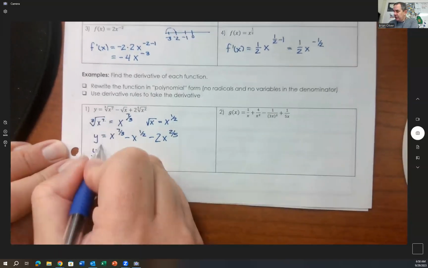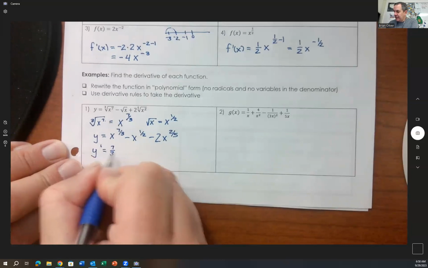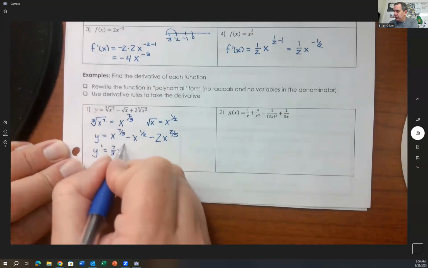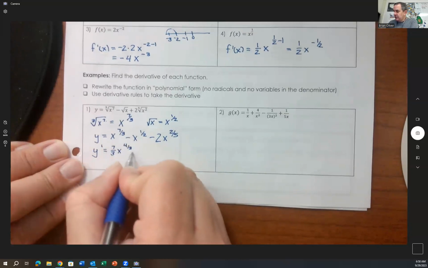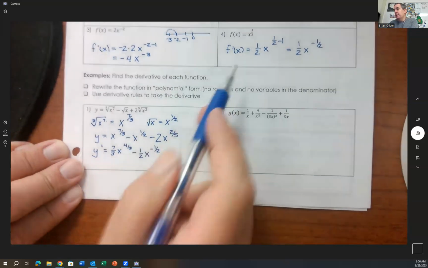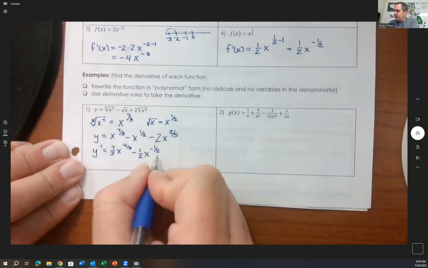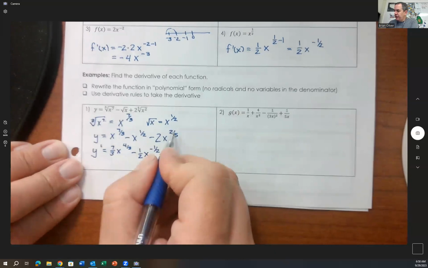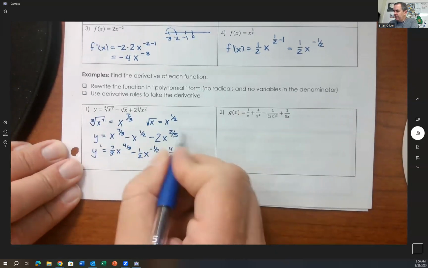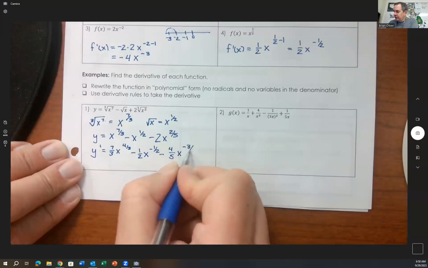So y prime, the derivative, is going to be 7/3 x. 7/3 minus 1 is going to be 4/3. Minus 1/2 x to the -1/2. It's basically this one up here. And the last one is going to be minus 2/5 times 2 gives me 4/5. X to the 2/5 minus 1, -3/5.